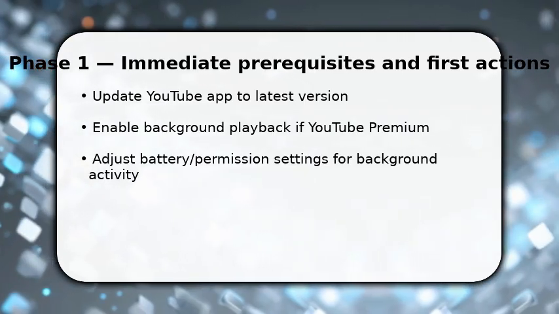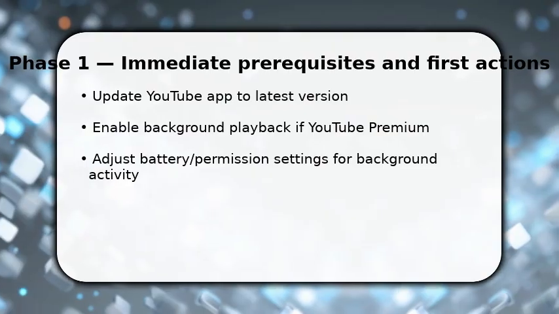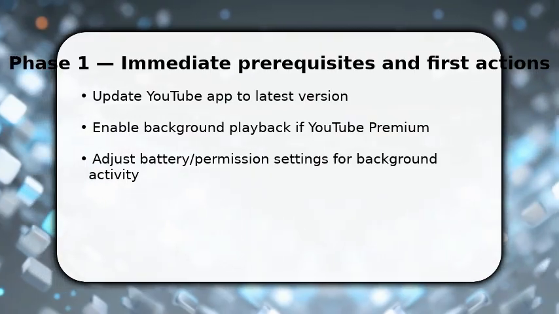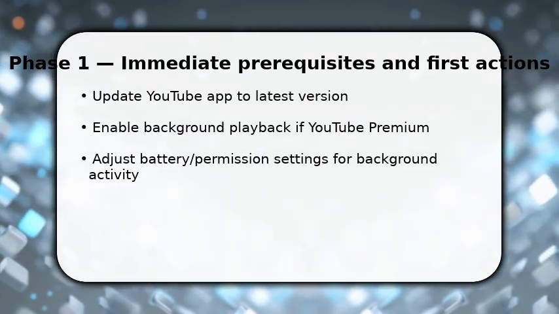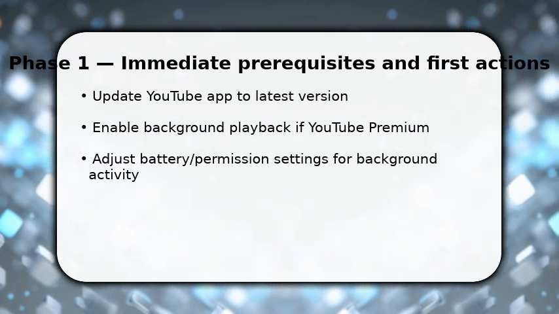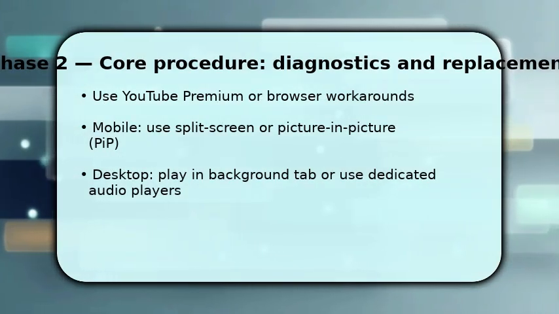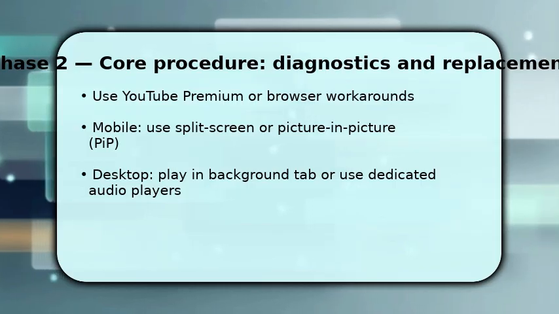On desktop, close unnecessary tabs to reduce CPU use. These first steps prevent interruptions and set the stage for the next actions. Now you execute the methods that actually keep YouTube playing. If you have Premium, simply toggle background play and test it. The app will continue when you lock screen.